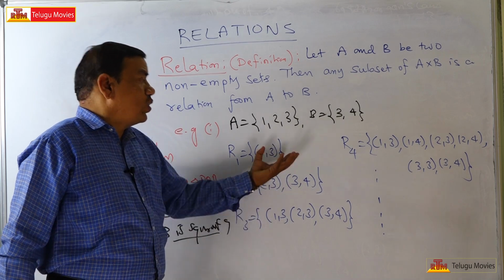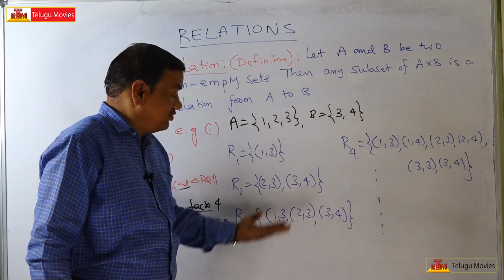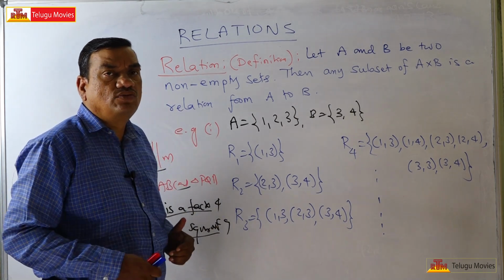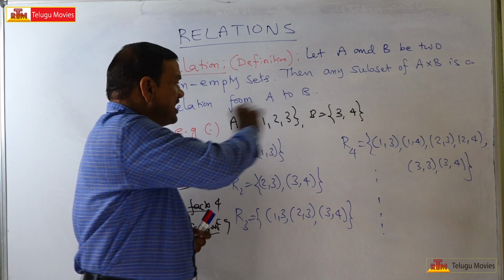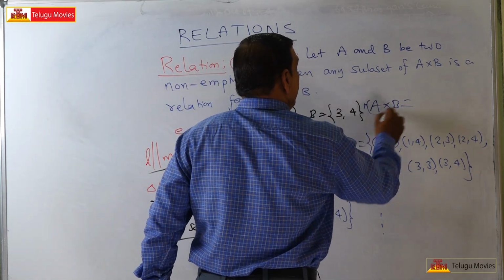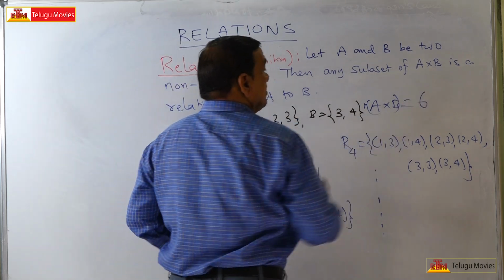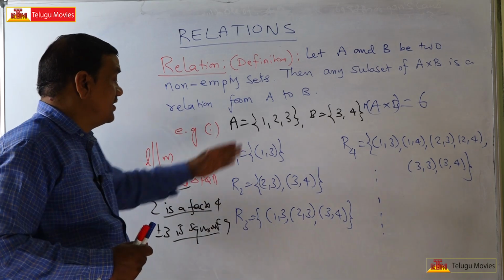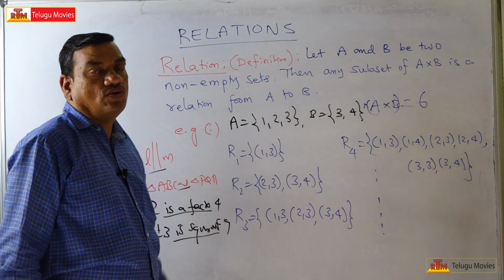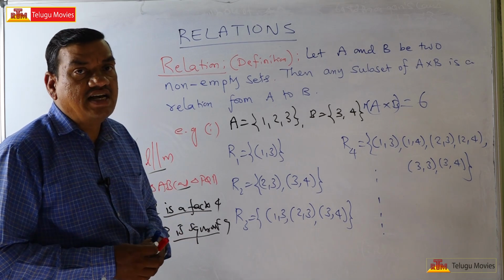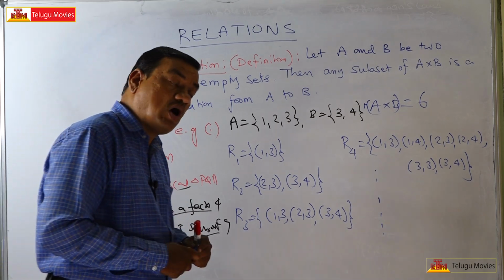I have taken 2 ordered pairs, yes, it is a relation. I have taken 3 ordered pairs. I have taken all the 6 ordered pairs. Whatever ordered pairs you take in A cross B, you will get 3 twos are 6 ordered pairs. From those 6, you take some ordered pairs outside. That is called a relation.